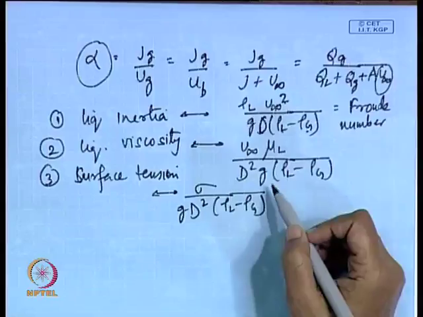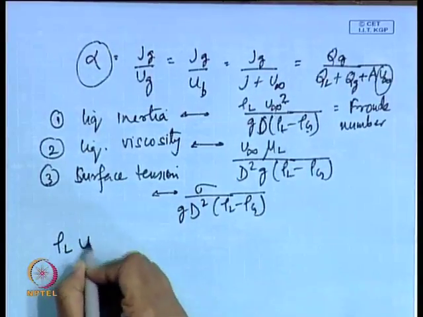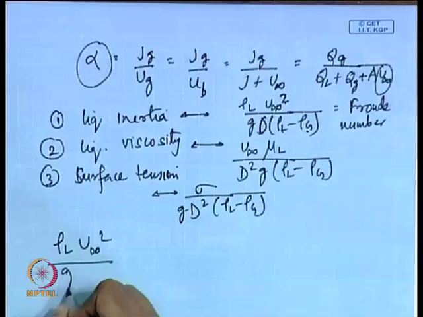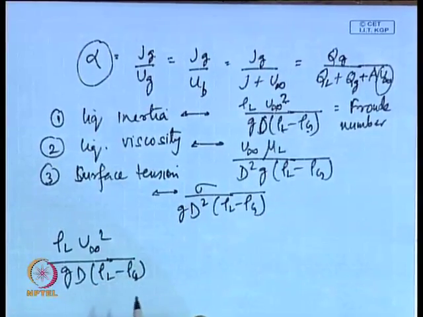So, usually what we do, we select one group as this: rho L u infinity square by g d into rho L minus rho g. This is one group that we select.